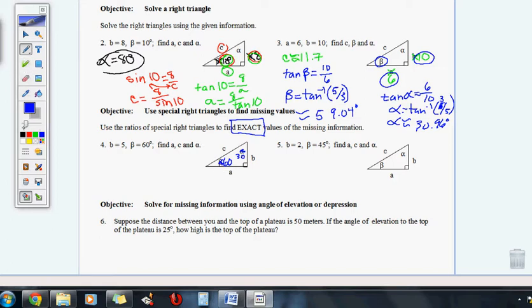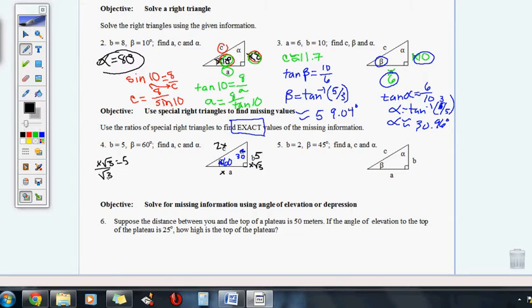But then, let me get a different color here. We are given one side, which is actually the 5. Well, if we remember 60, the opposite side is actually the x root 3 side. So what you want to do is set x root 3 equal to 5, because I need my x value in order to find this side and that side. So I want to get my x value alone.